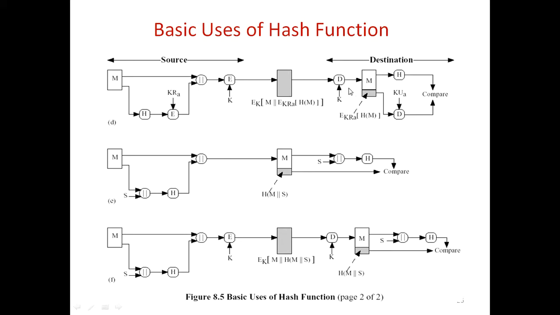Do the reverse: decryption first. Then take the received message and apply the hash function. Then decrypt the hash code using the public key of user A, because it was encrypted by the private key of user A. Then compare. Okay. Similarly, the next method is different.